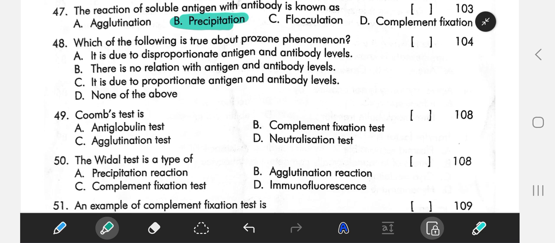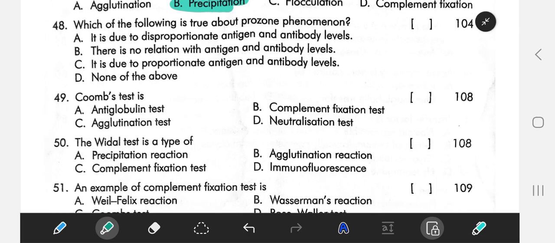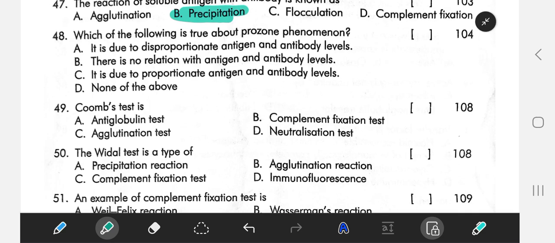Question number 48. Which of the following is true about prozone phenomenon? Option A. It is due to disproportionate antigen and antibody levels. B. There is no relation with antigen and antibody level. C. It is due to proportionate antigen and antibody level. D. None of the above. Answer will be it is due to disproportionate antigen and antibody level.